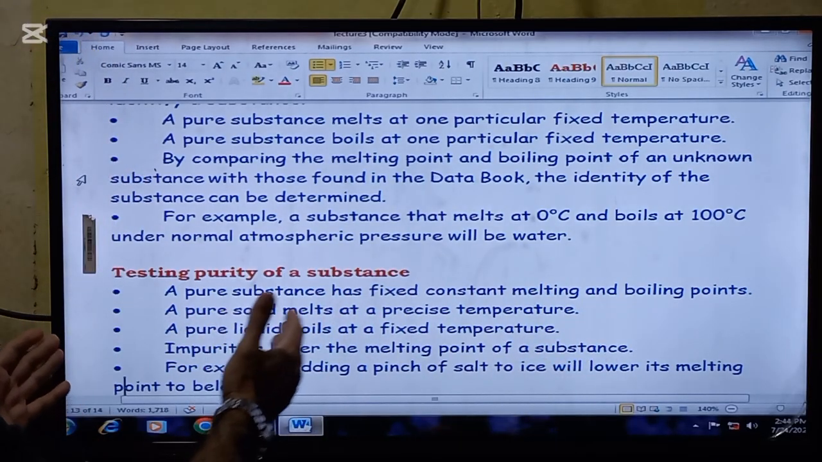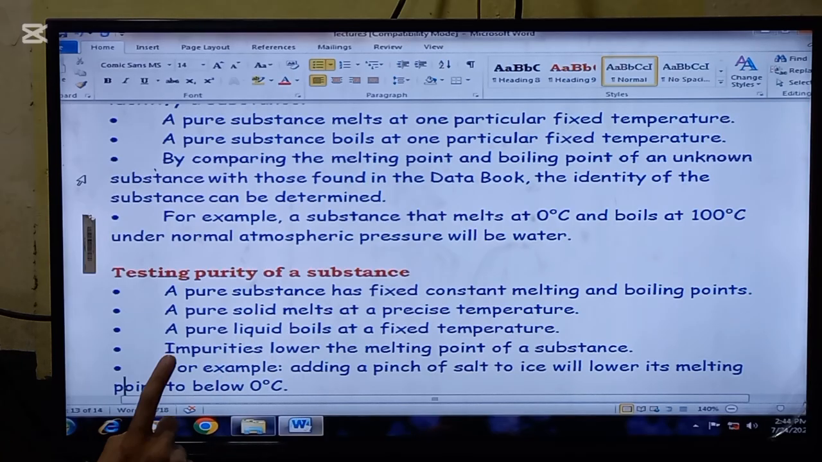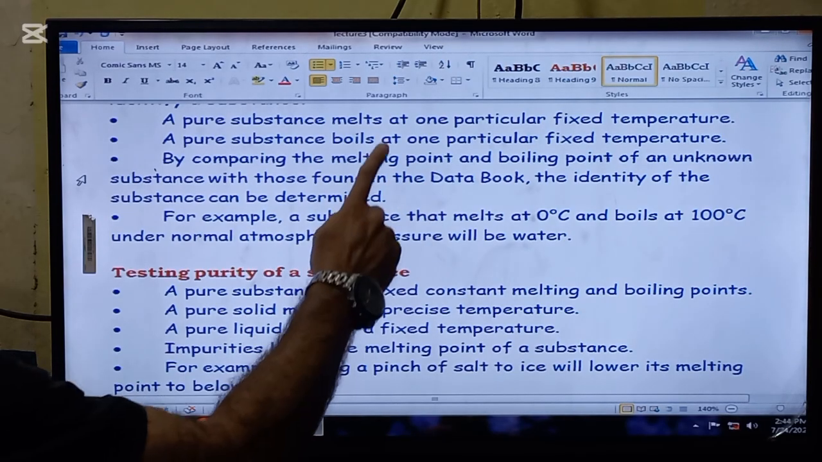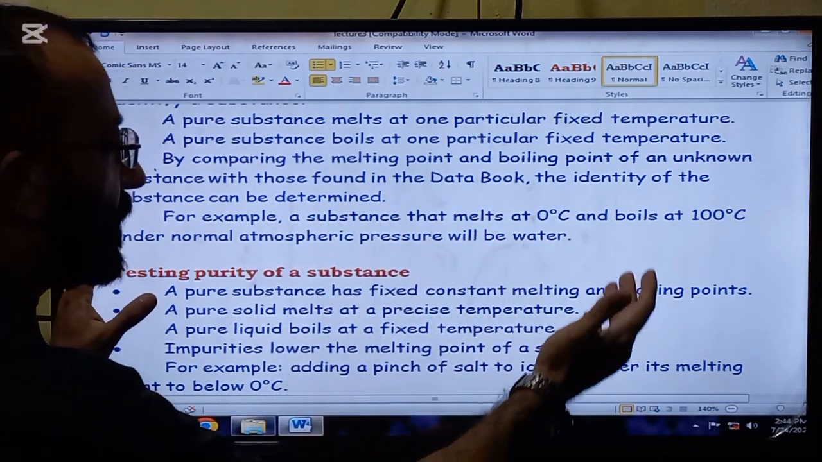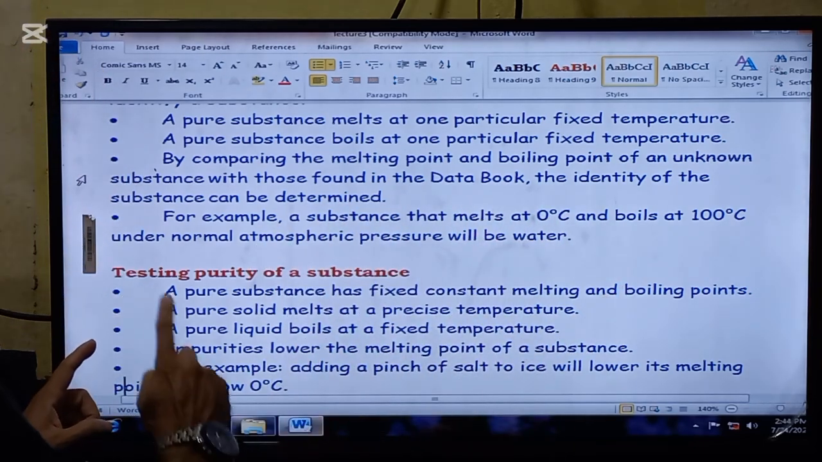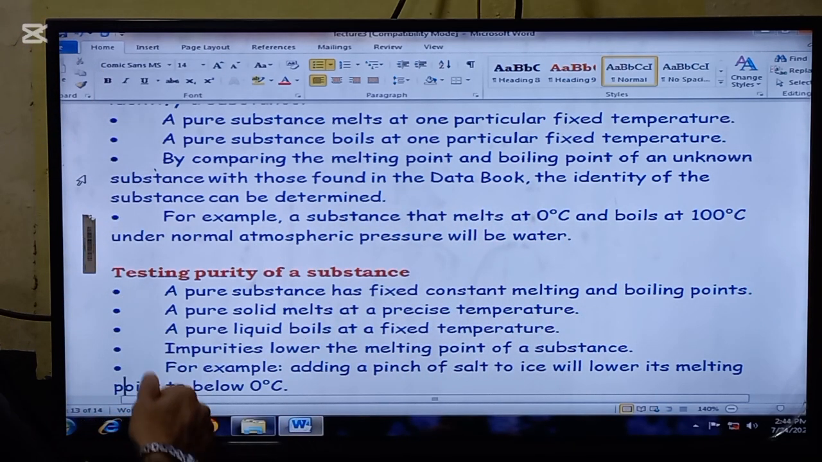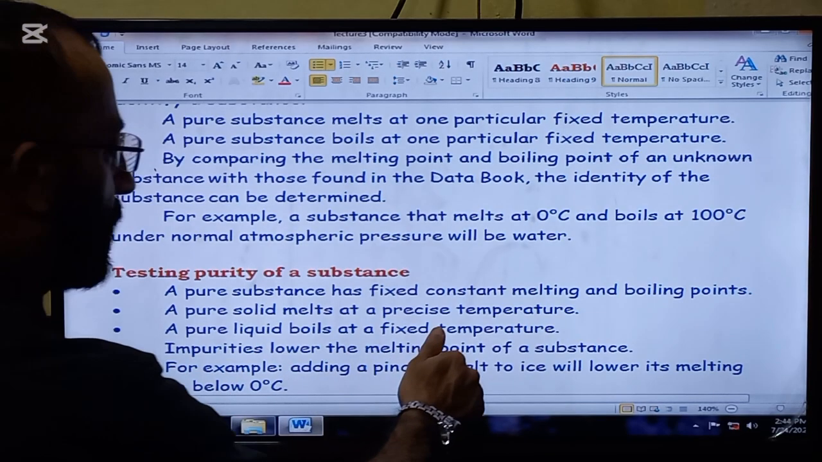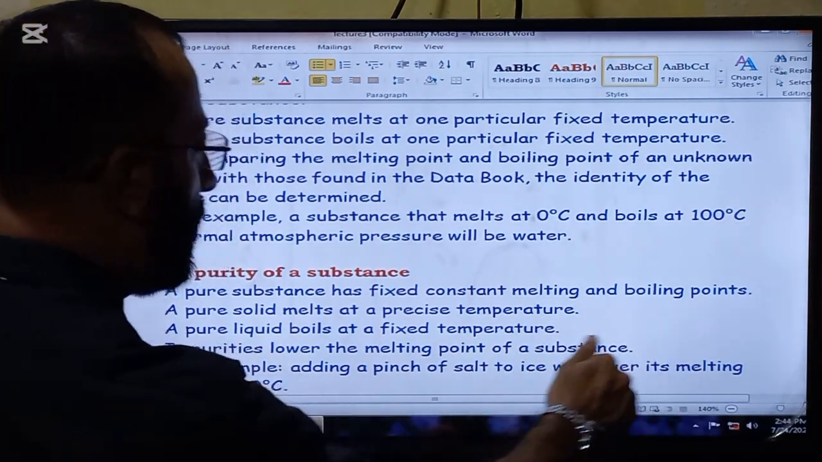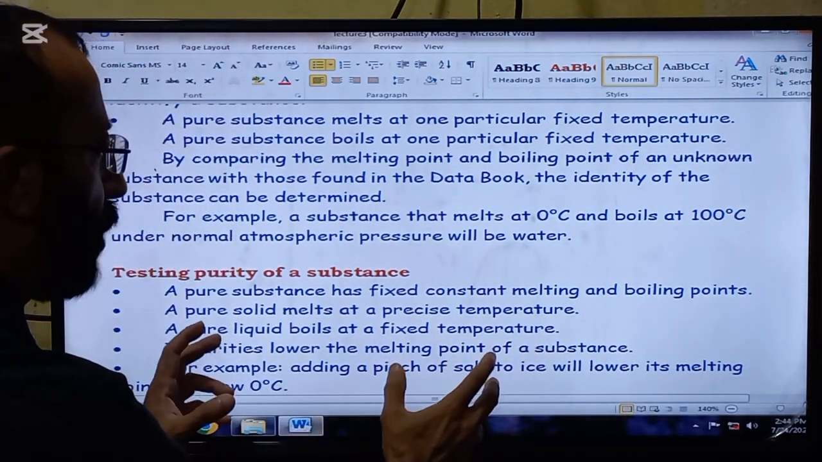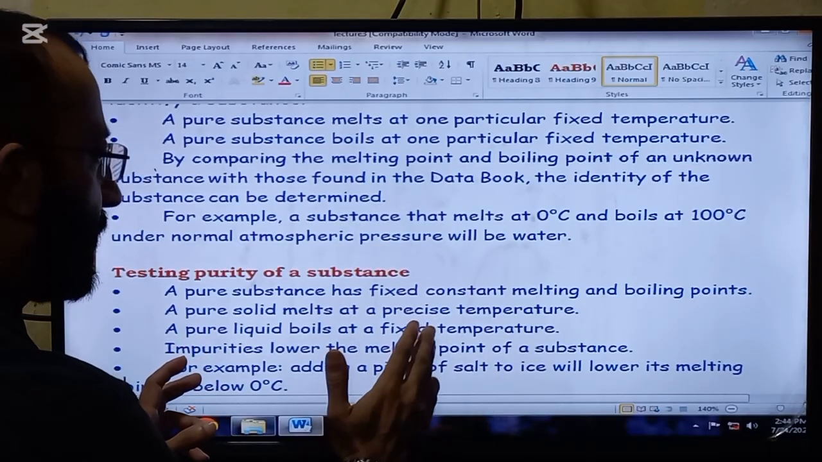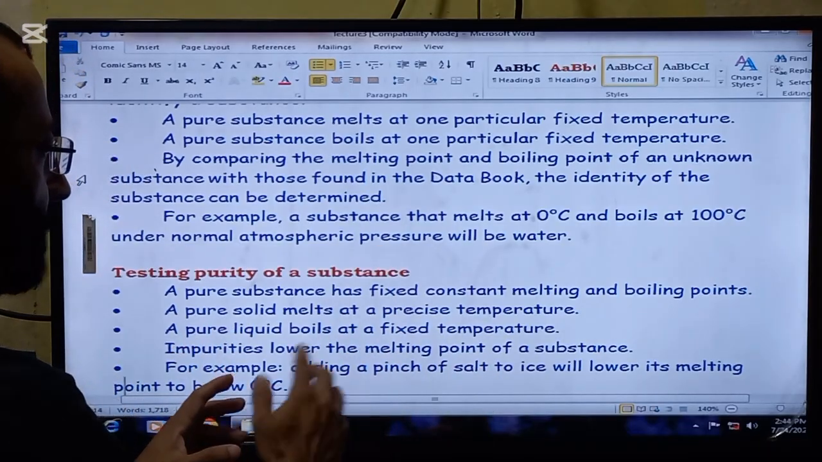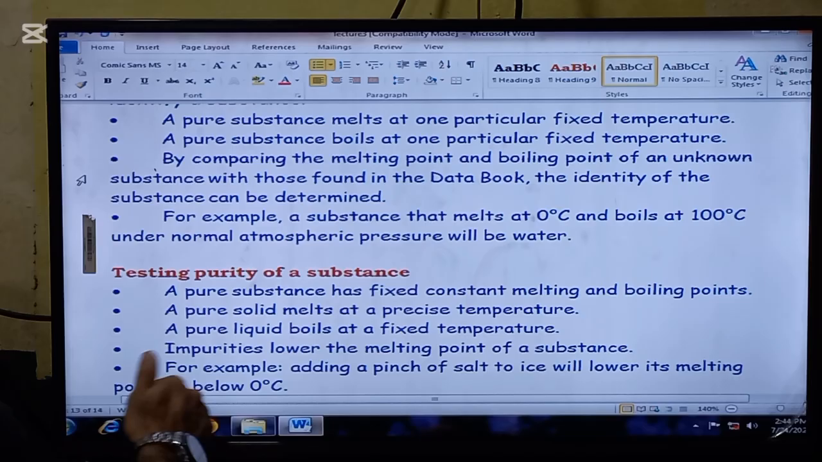Testing purity of a substance. Concentrate yourself now. Up to here we have determined which substance this is, but now we are going to check the purity of the substance. A pure substance has fixed constant melting and boiling point, but if the melting and boiling point are not exact, then the substance will be impure. So here are the points.